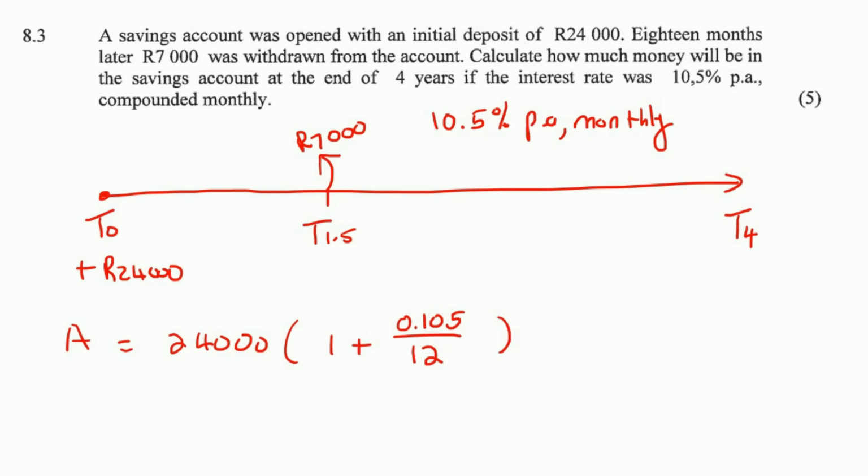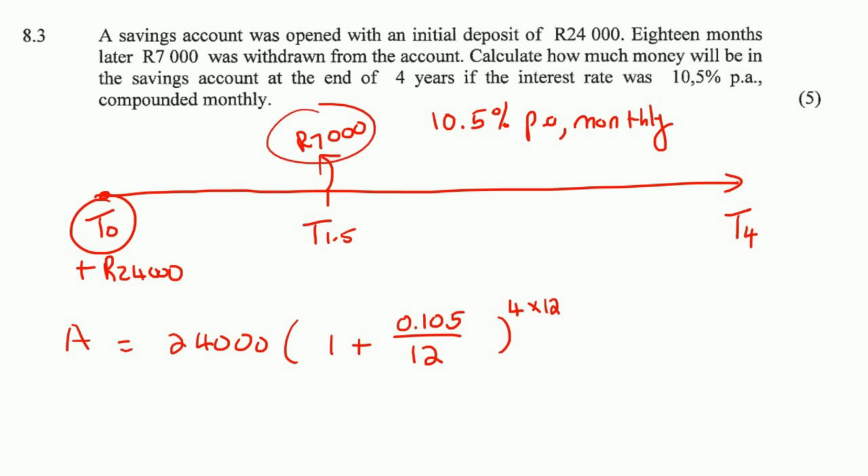And how long is this one going to be in the account for? Remember, what you do is you take it from T0 all the way to T4. And so that's going to end up being 4 years. So you can say 48 months of a year, or you can say 4 times 12. And then we just simply move to the next one.